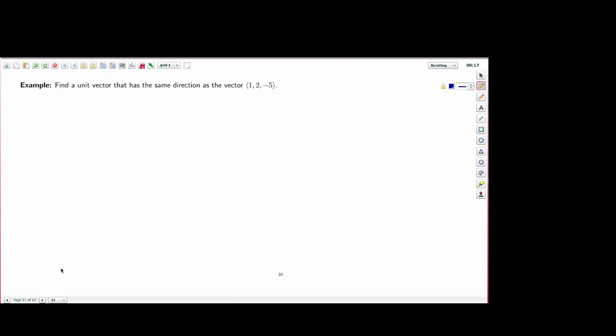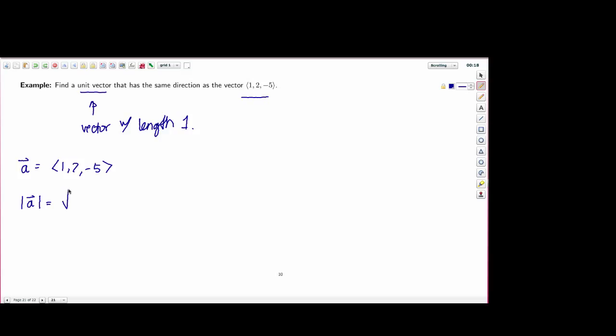In our next example, we want to find a unit vector. Remember, this is a vector with length 1. So we want to find a unit vector that has the same direction as the vector 1, 2, -5. Let's call this vector A. The first thing we need to do is find the length of A, or the magnitude of A.